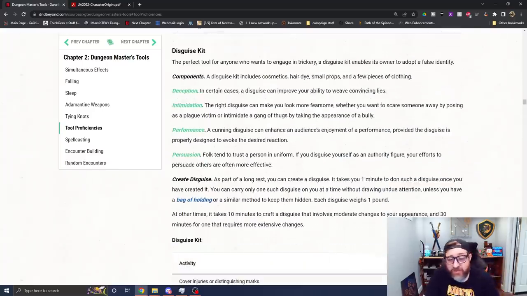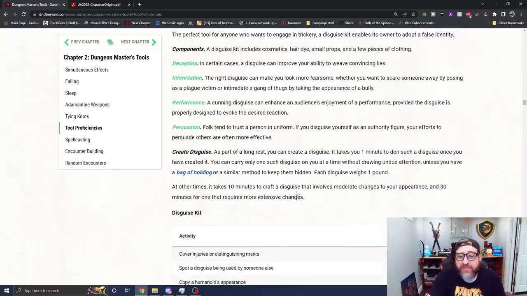Disguise kit. This one could be huge, right? Deception. A disguise can improve your ability to weave convincing lies. Intimidation.